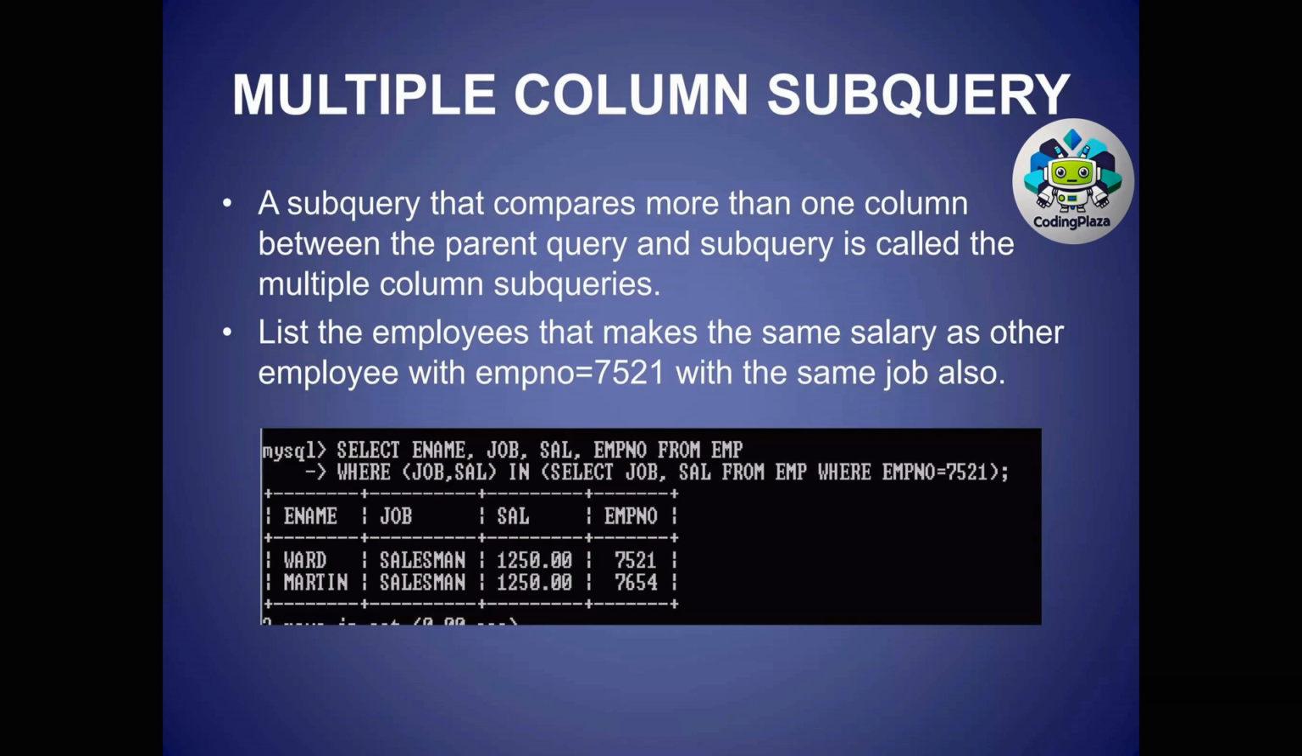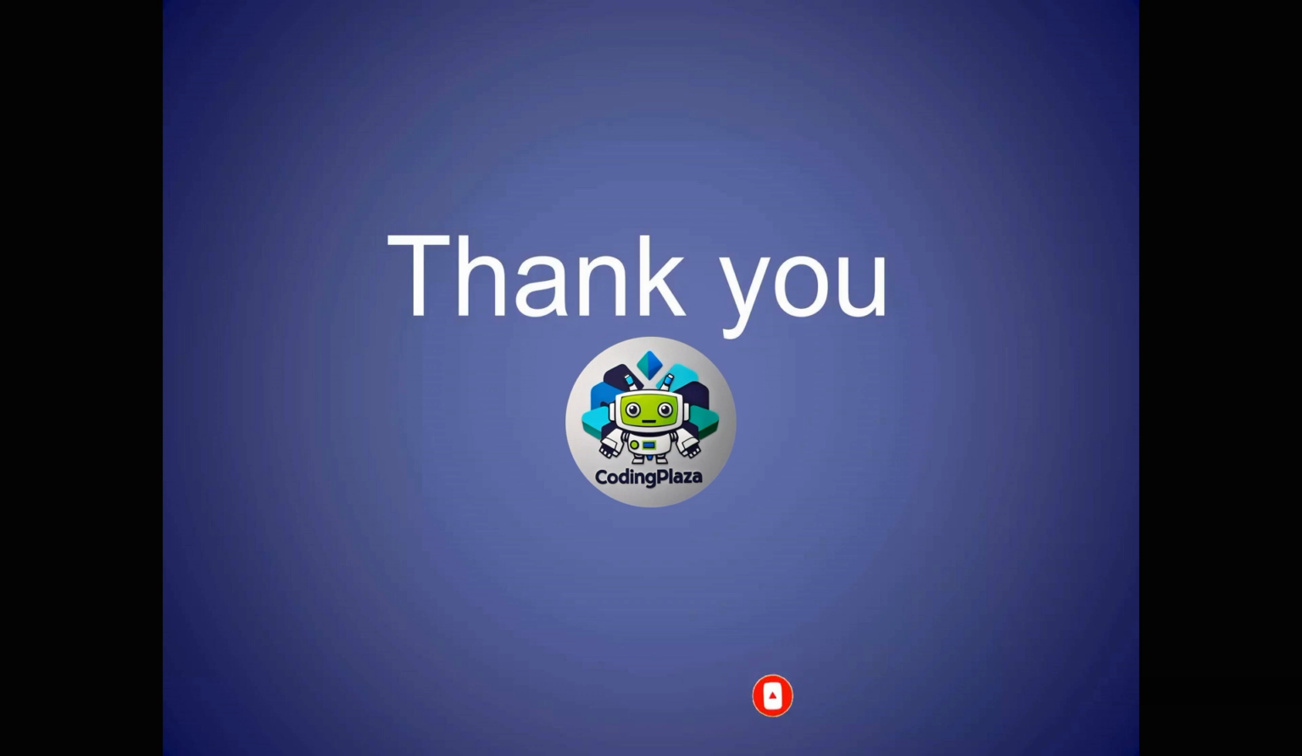List the employees that make the same salary as the employee with employee number 7521 with the same job. See here: where job, salary in select job, salary from the employee. You have to find out the employee 7521 and their salary, and then identify who has the same salary. That is the requirement. So we got the salary 1250. These are multiple columns. So this is the intro about subqueries.